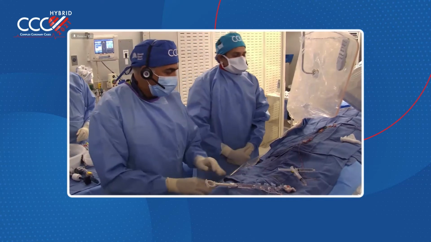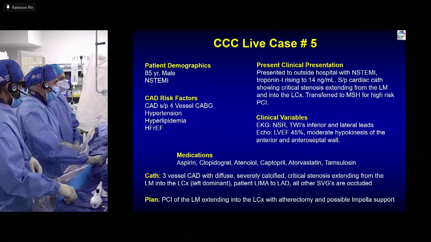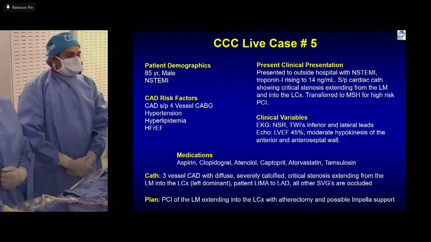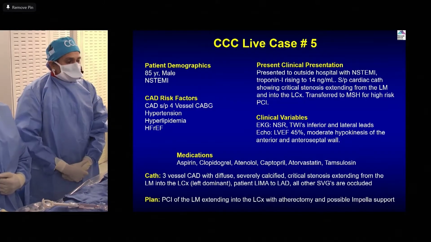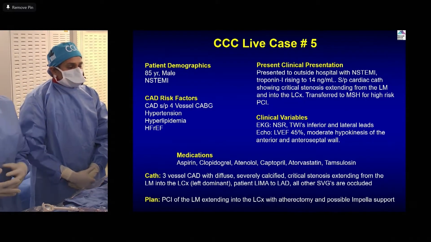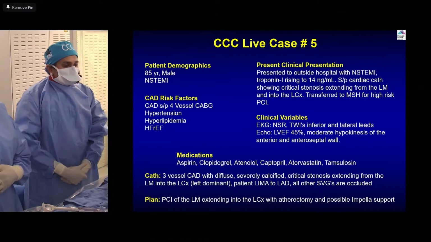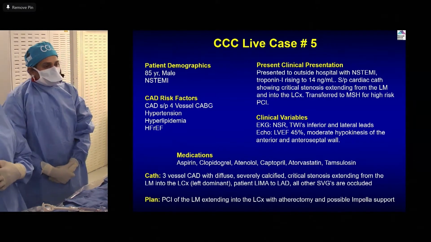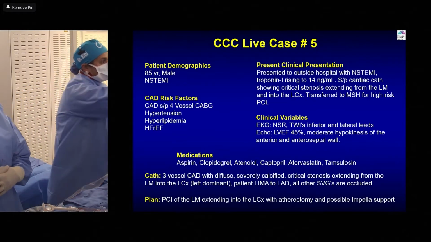So case number 5 here is an 85-year-old male who presented to an outside hospital with non-STEMI with a troponin up to 14. So multiple comorbidities: hypertension, hyperlipidemia, EF about 45%, history of heart failure. He has had prior bypass surgery, with the only patent graft right now being the LIMA.